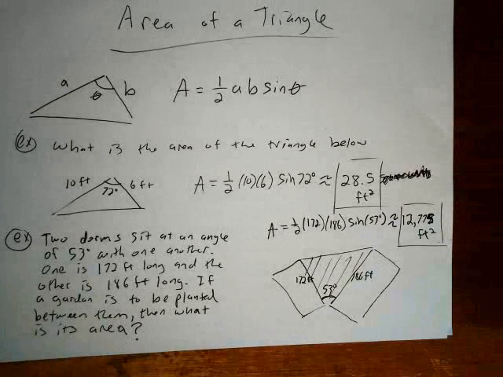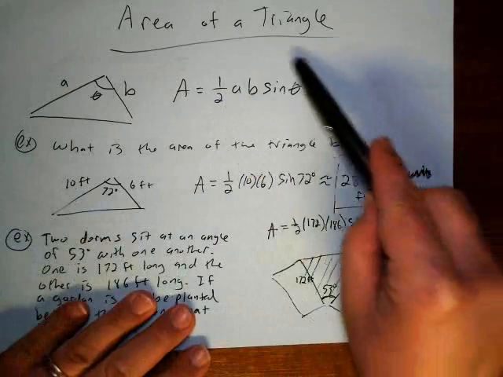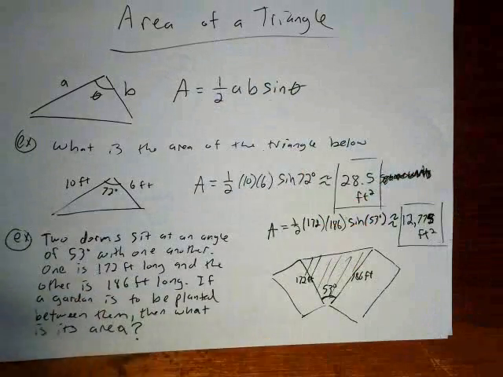So that is the formula for the area of a triangle using the law of sines, or at least the formula they derived using the law of sines.